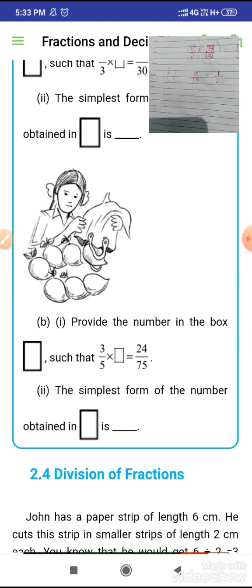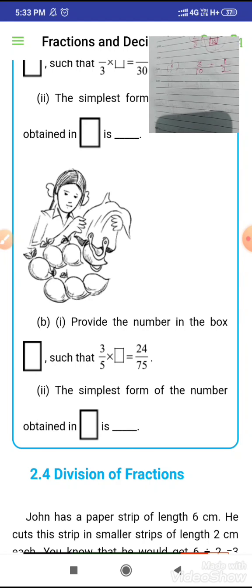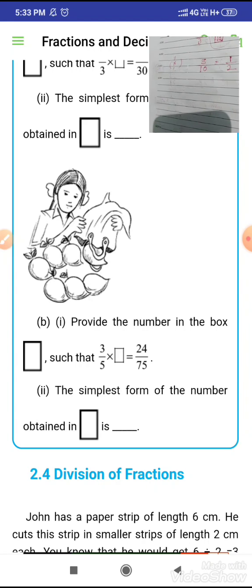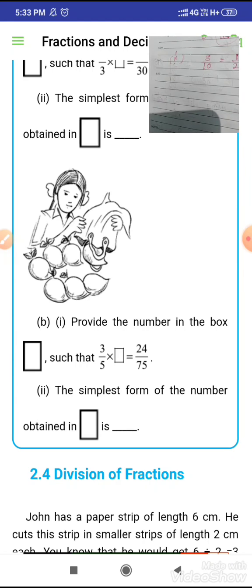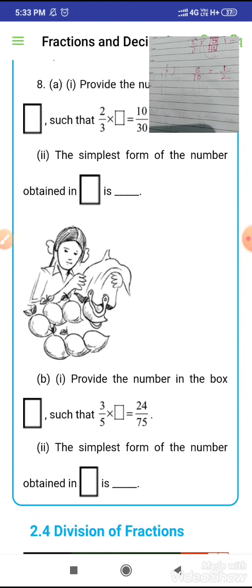In the B part, provide the number in the box such that 3 upon 5 multiplied by dash is equal to 24 by 75. In the second part, we have to find the simplest form of the number obtained in the box. This question is the same as the question number 1 of 8th. So you can do this question by yourself.